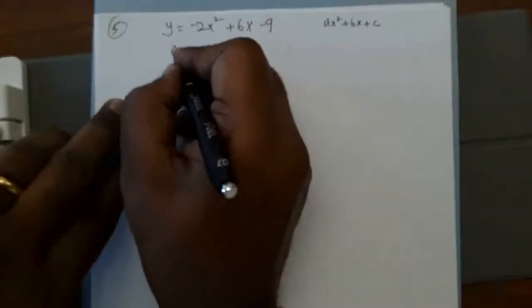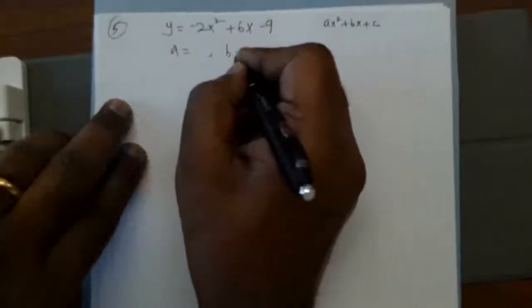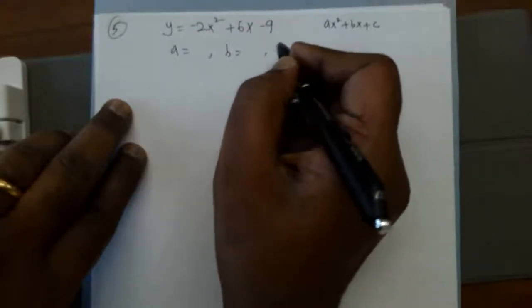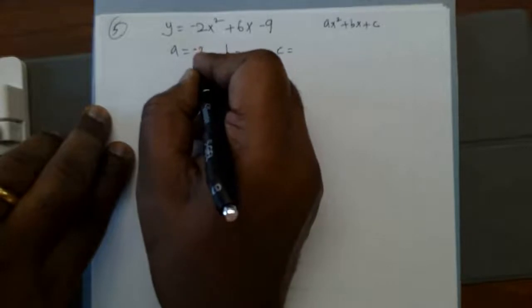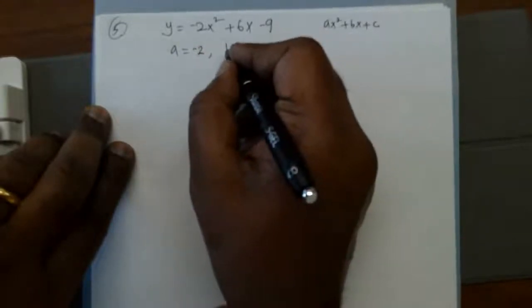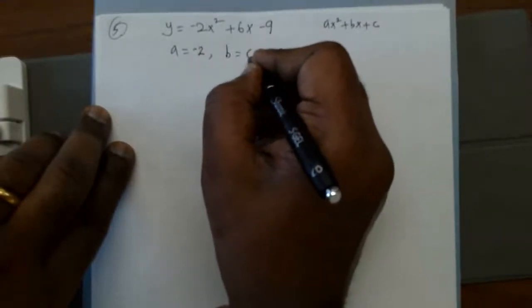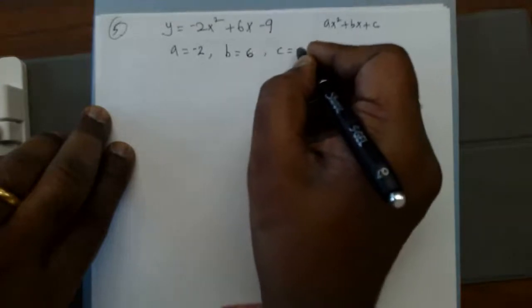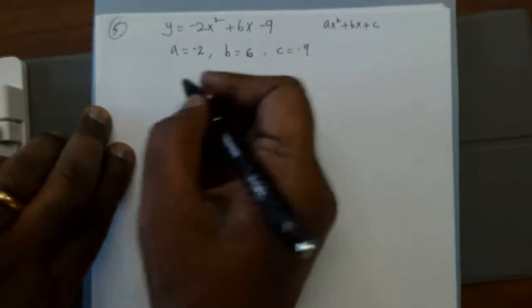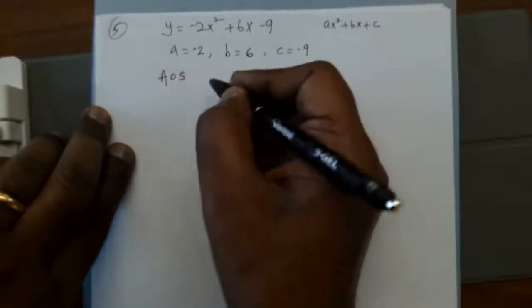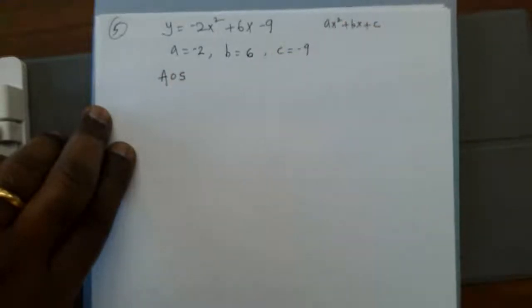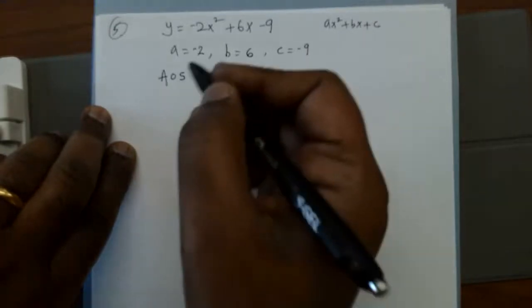So let us identify our a, b, and c values. Tell me, a is how much? Very good. A is equal to negative 2. B is equal to 6. C is negative 9. And the formula for axis of symmetry. We are going to find this axis of symmetry, vertex, and comment on the maximum or minimum value.